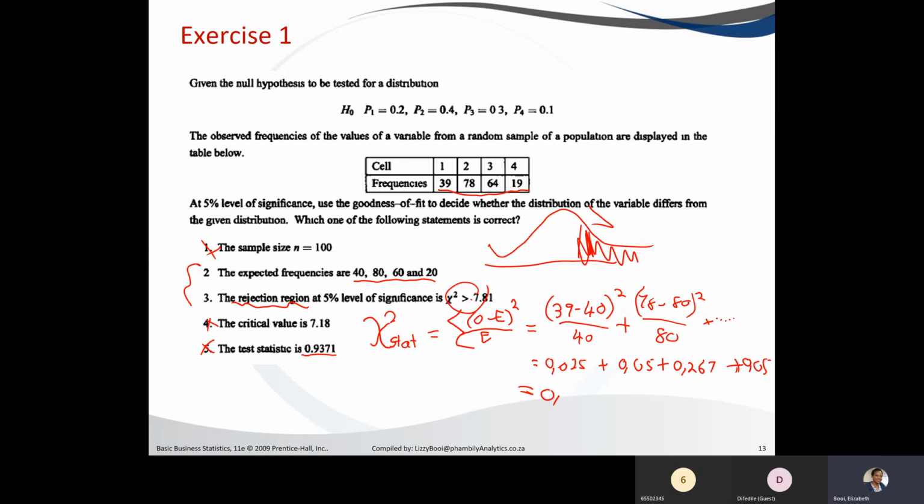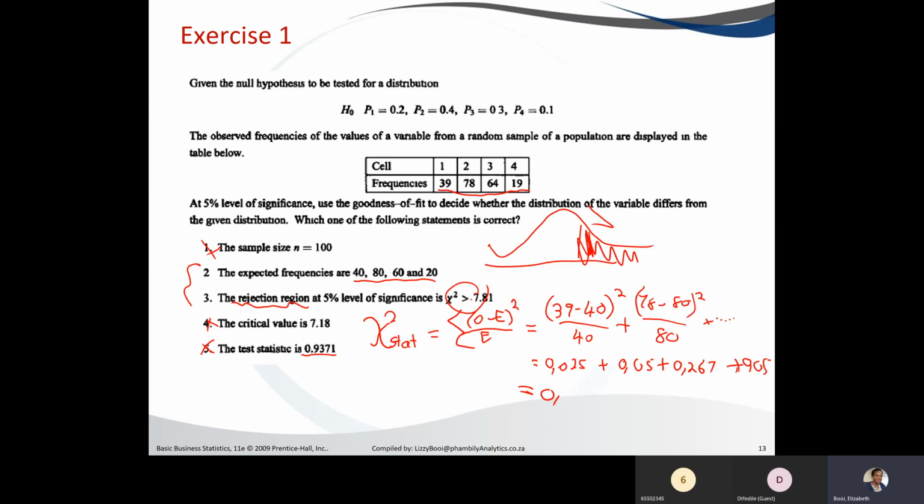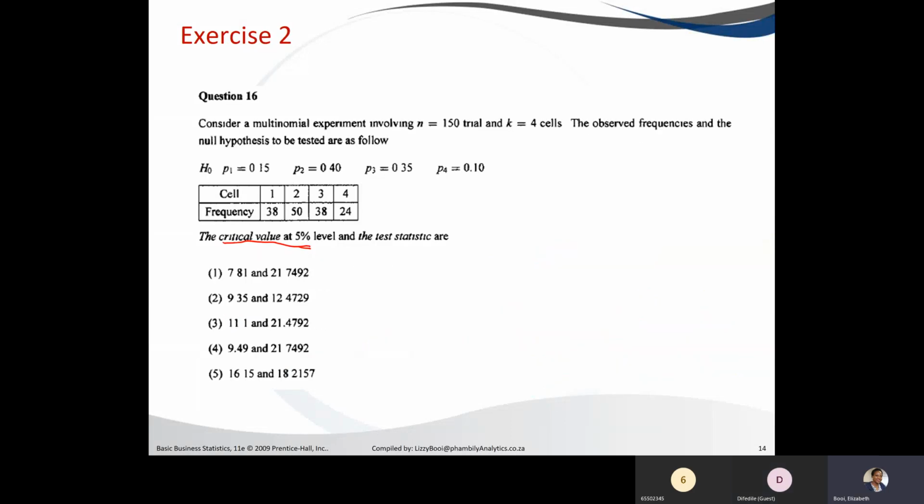Okay, so we have 3 minutes before the next question. I have another question. This one also asks you to calculate the critical value and the test statistic. Critical value, remember, you go find it on the table. There are 4 columns and it's at 5%, so it's the same as what we just did. I don't expect you to calculate it again because we found the same answer: 4 columns at 5% gave 7.81. We know that one. So all I want you to do is calculate the test statistic.